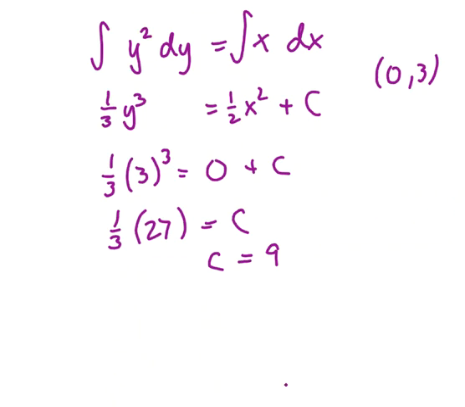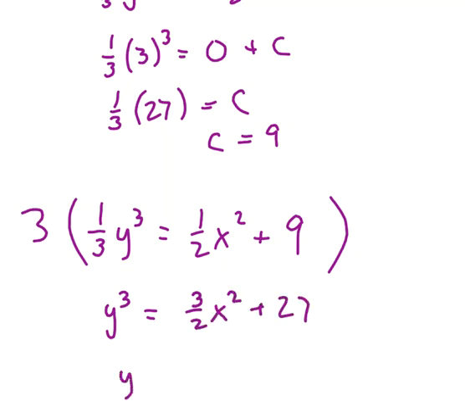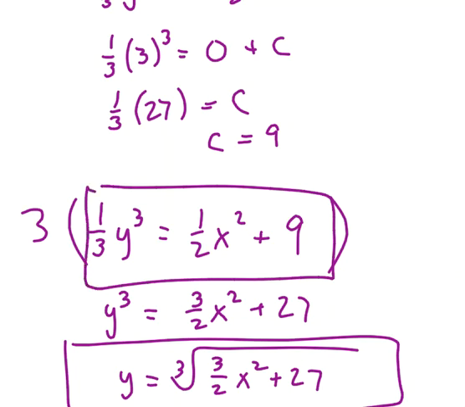So if I left it as an implicit curve, I'd have 1/3 y cubed is equal to 1/2 x squared plus 9. If I was writing an explicit curve, which I could do on this one because I have just y cubed, I'd have y cubed is equal to 3/2 x squared plus 27, and then y is equal to the cube root of that. I don't know if it necessarily makes sense to rewrite it. Sometimes it does and sometimes it doesn't. It depends on whether it tells you more information in one format or another.